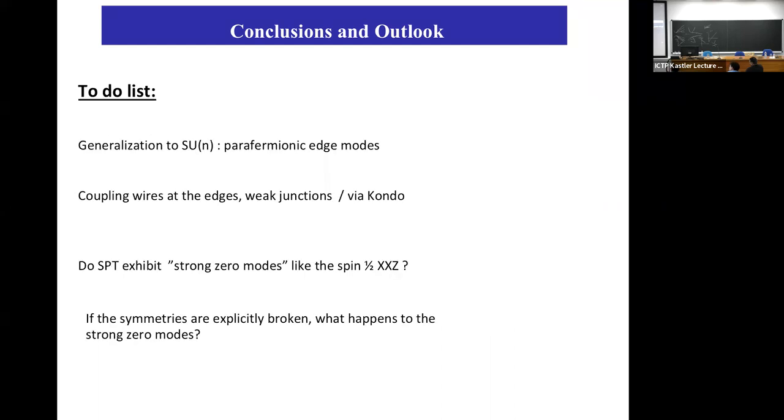So there are a lot of things to do. For example, if we generalize it to SU(N), instead of Majorana edges, we expect parafermionic edge modes, which would be very interesting to store information in. And an interesting question is how to couple wires at the edges and propagate the information. And there are some other questions that I cannot explain now. Okay, thank you very much.